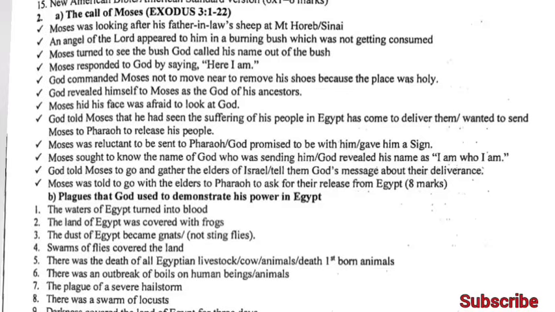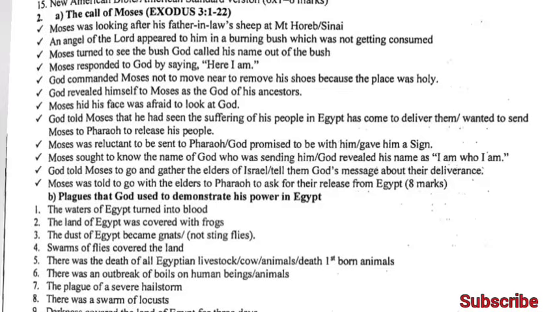Moses hid his face and was afraid to look at God. God told Moses that he had seen the suffering of his people in Egypt and has come to deliver them. Moses was reluctant to be sent by Pharaoh.